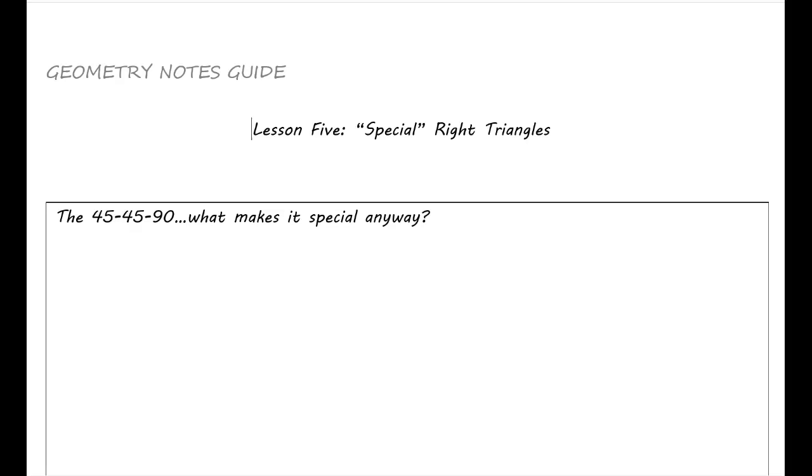Okay guys, so this week we're going to piggyback off of last week when we were talking about the inside angles of a triangle, and we're going to talk about what is commonly referred to as special right triangles in the math world. Now here's the deal, what makes these triangles special, there's actually two types that are in this notes guide. There's the 45, 45, 90. And there's the 30, 60, 90.